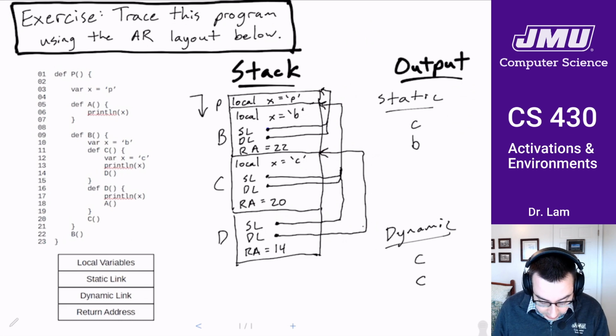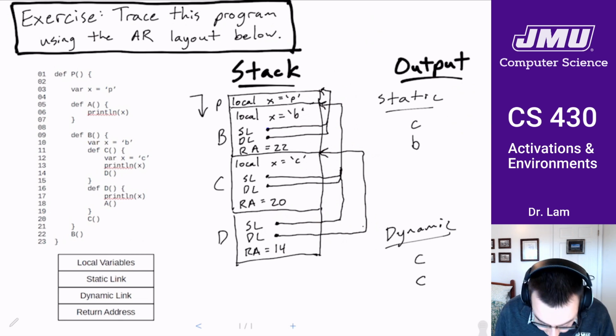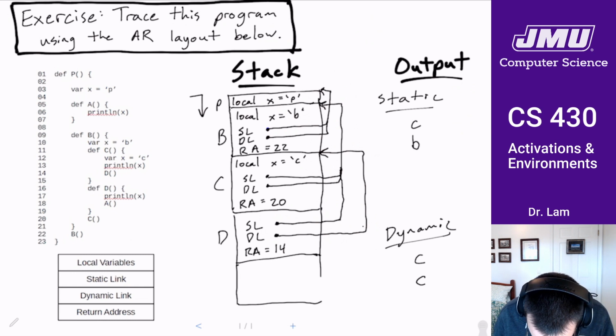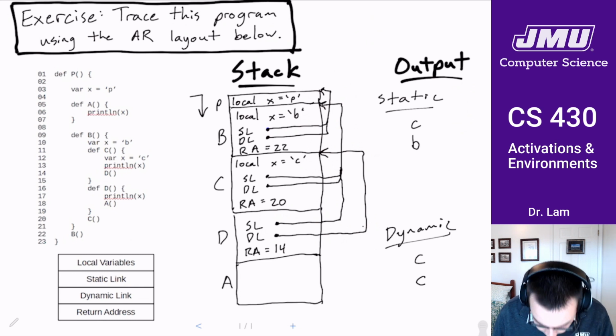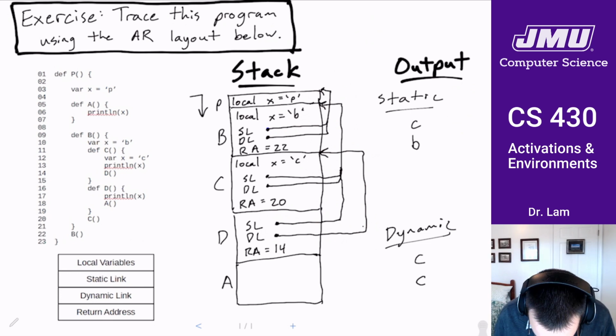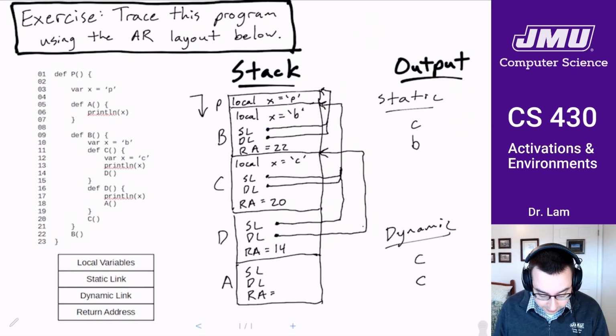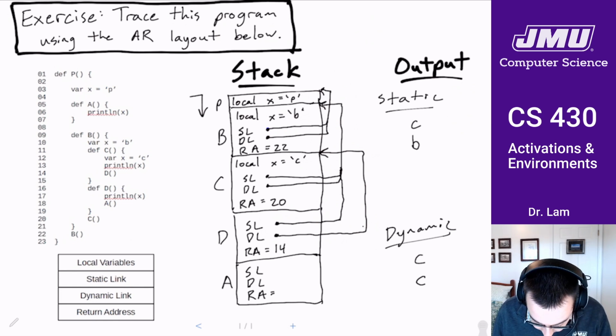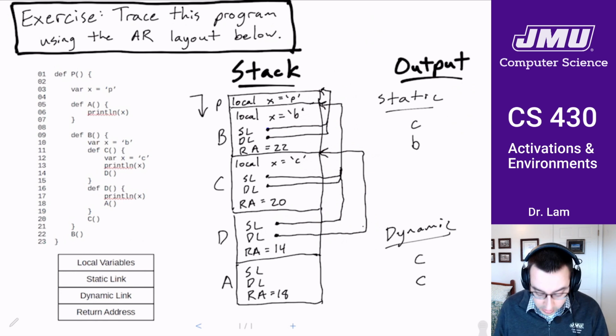So now the last thing that happens, or the last subprogram that's invoked, is A. So D calls A. So we're going to have our last activation record on the stack here. And so that is the activation record for A. Again, there are no local variables, so there's only going to be a static link, a dynamic link, and a return address. And the return address for A is going to be the line where it was called, which is 18.